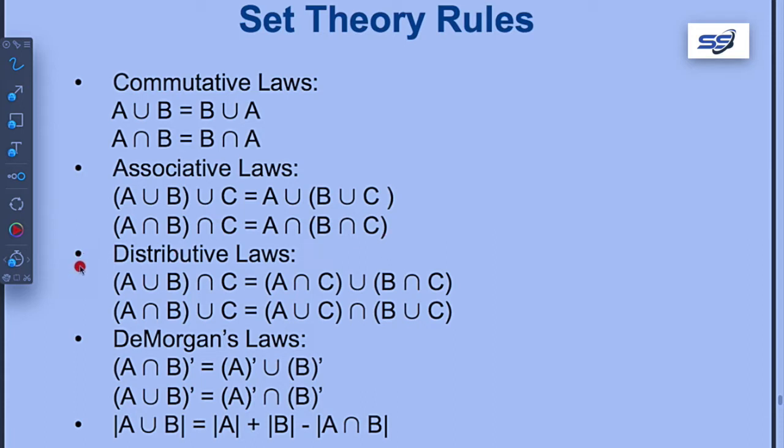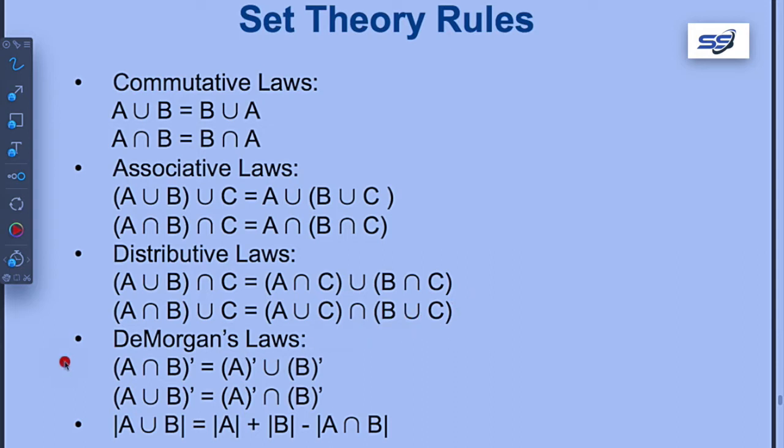Now here distributive law: (A union B) intersection C is equal to (A intersection C) union (B intersection C). A intersection (B union C) is equal to (A union C) intersection (B union C).